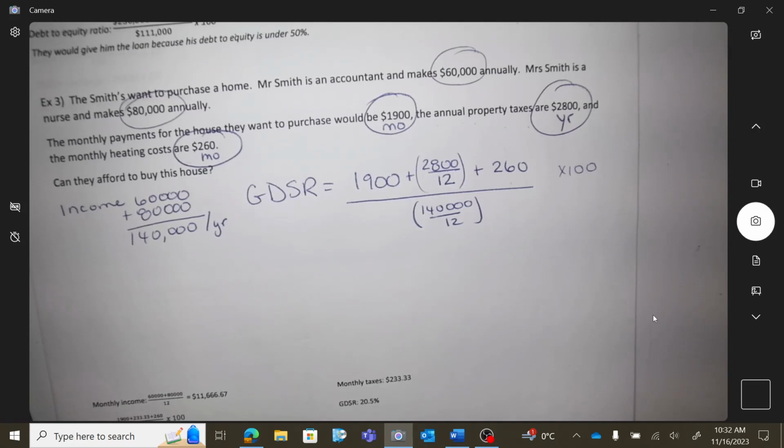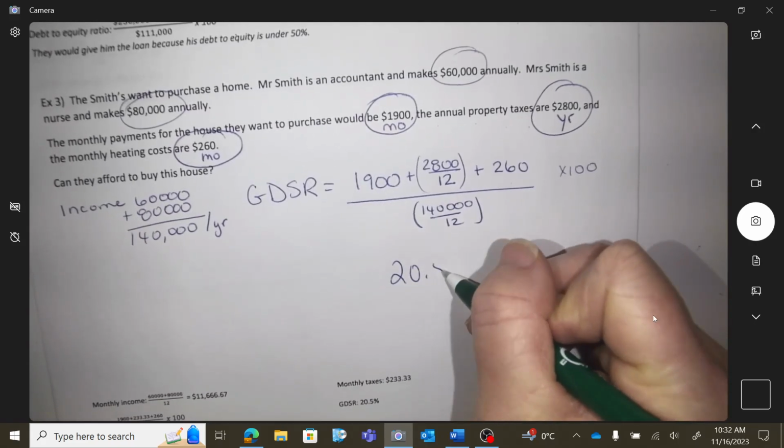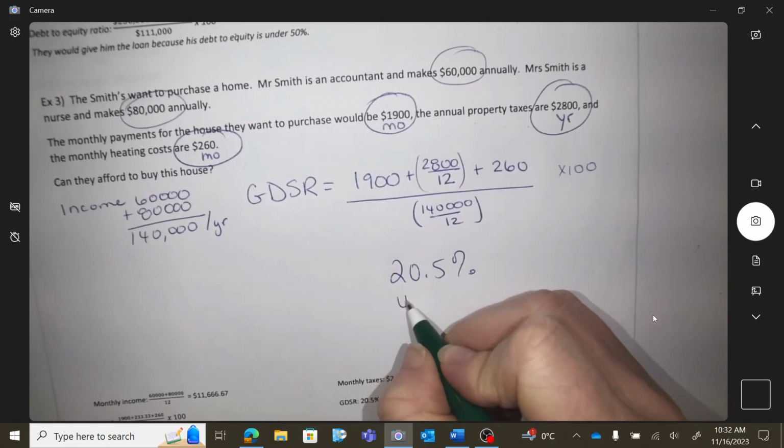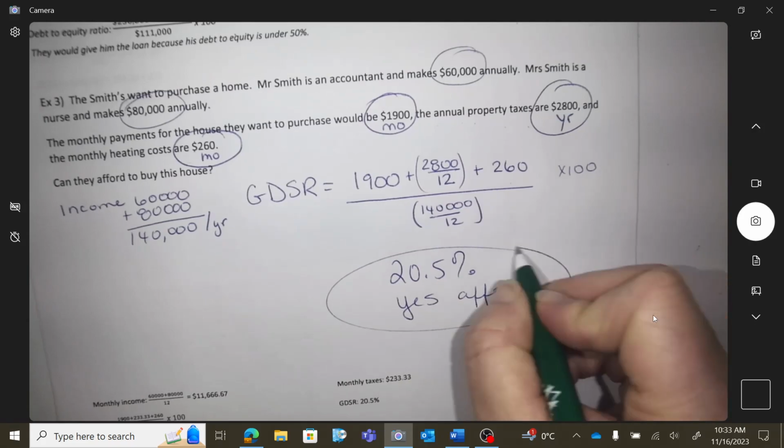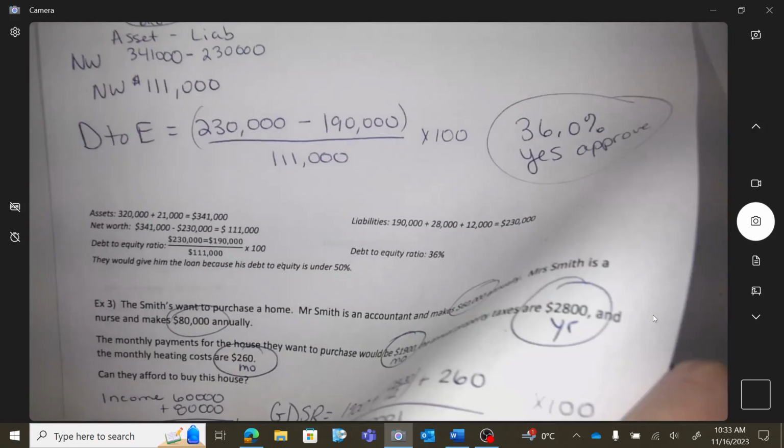Okay, so type that all in. Okay, I got a 20.5%, so they can afford it. Okay, last question.